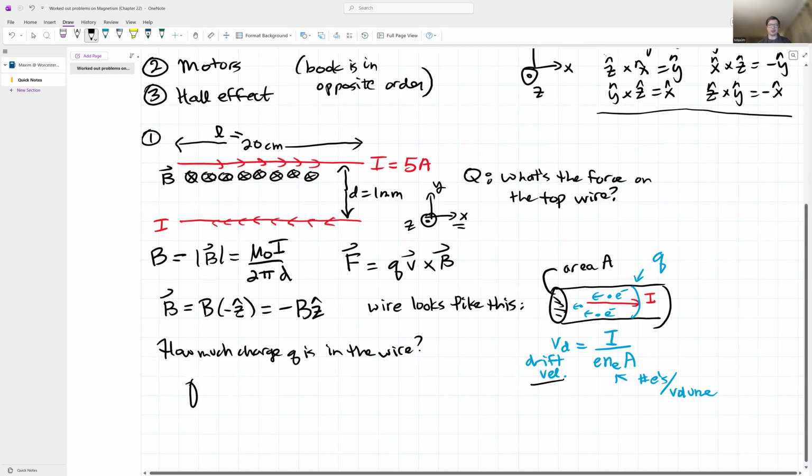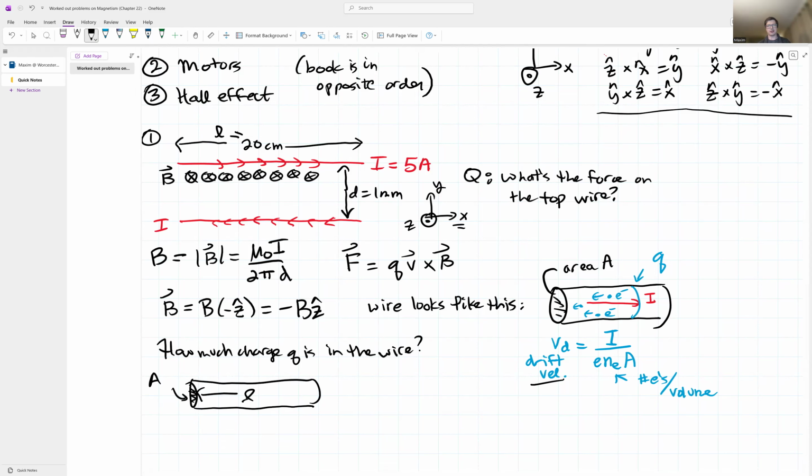Well, that's kind of easy to figure out because if you know the cross-sectional area, this is A, and you know that the length is this L, this 20 centimeters, then the number of charges in there is going to be, well, I guess we could be very careful and make sure that we put a negative sign because the electrons are negatively charged. So we can do that and be very careful.